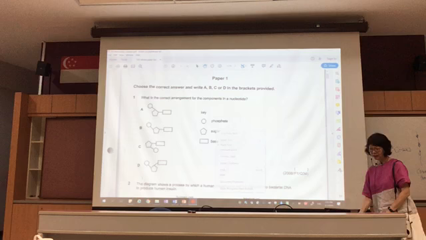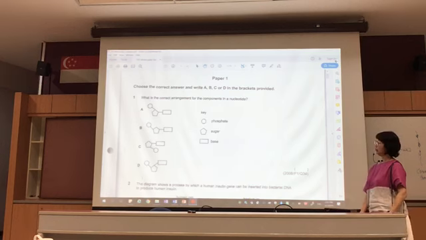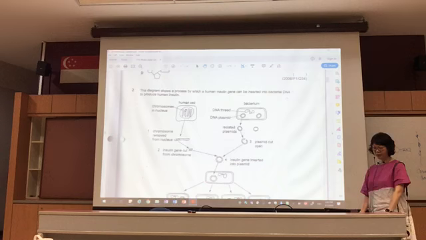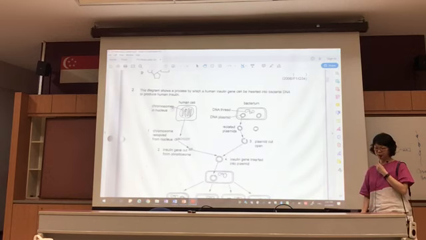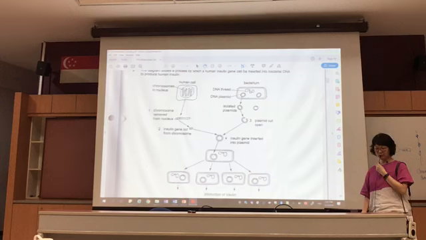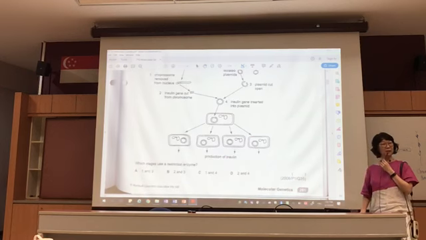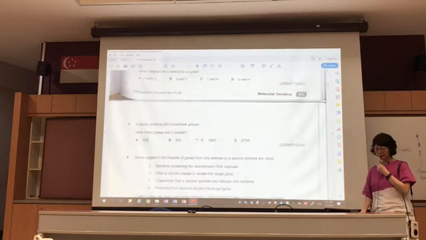What is the correct arrangement of components in the nucleotide? Easy? Next, the diagram shows the process of genetically modifying bacteria to produce human insulin. It shows you these processes. Which stage uses a restriction enzyme? Can answer, right? So we won't go through.